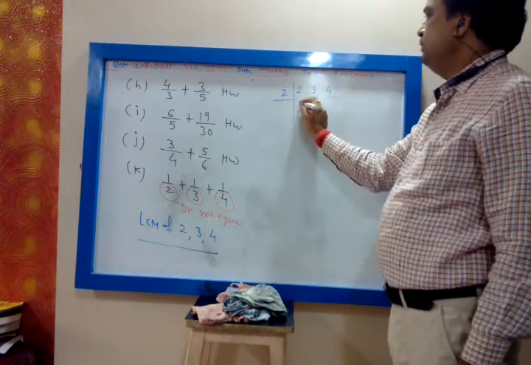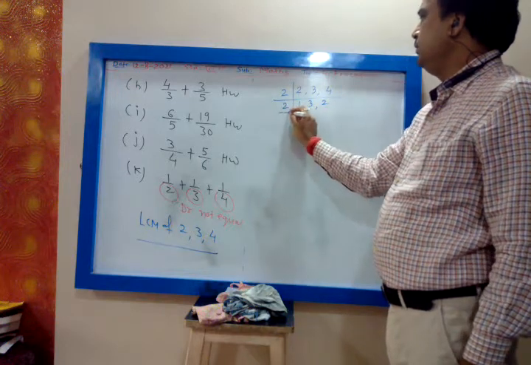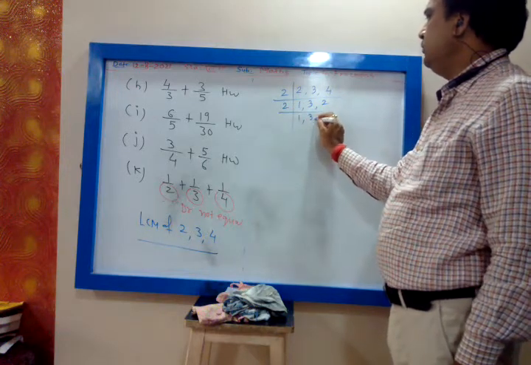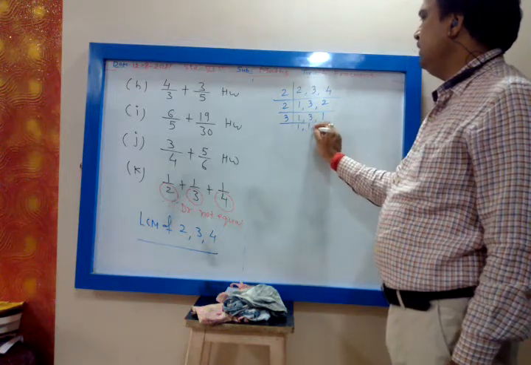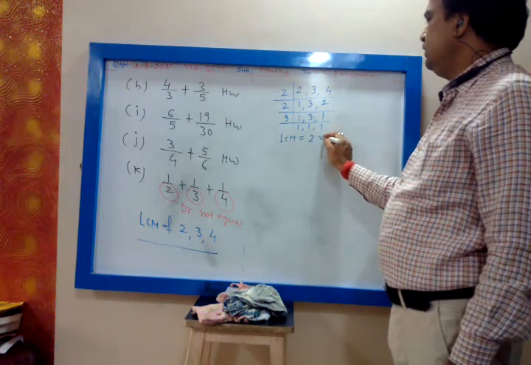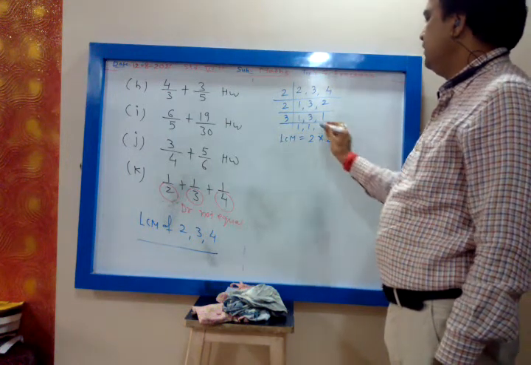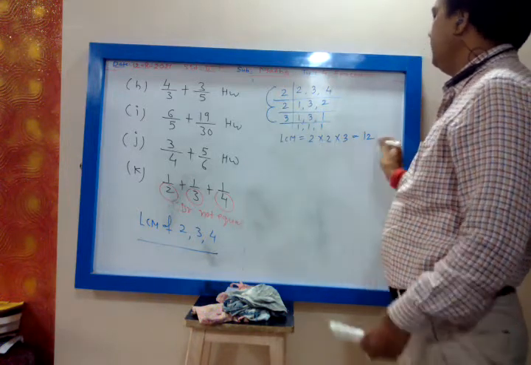2 ones are 2, 3, 2 twos are 4. Then again 2: 1, 3, 2 ones are 1. 3, 1, 1, then 1, 1. So LCM will be 2 into 2 into 3, the product of this. That is 12. So LCM is 12.